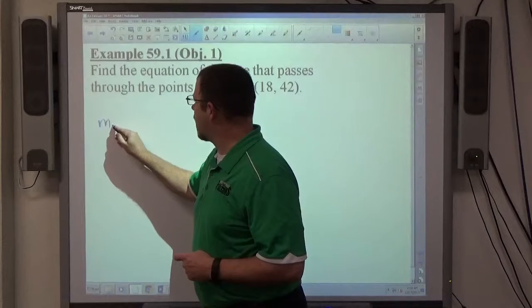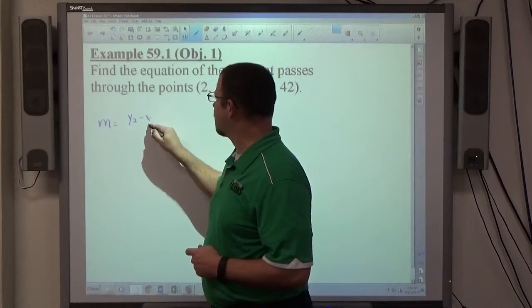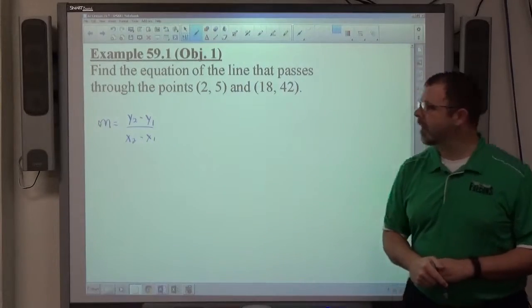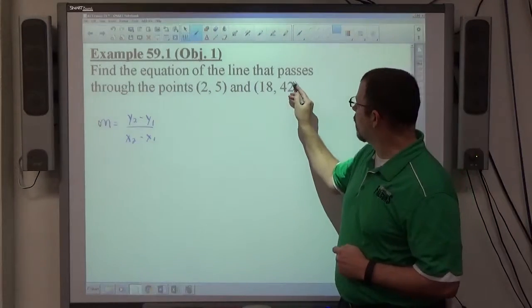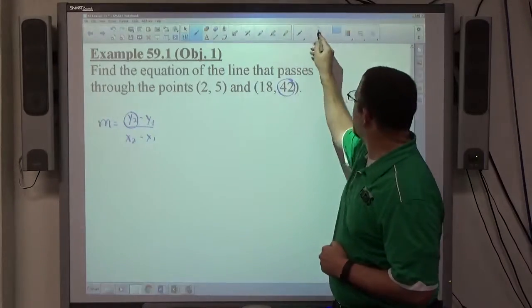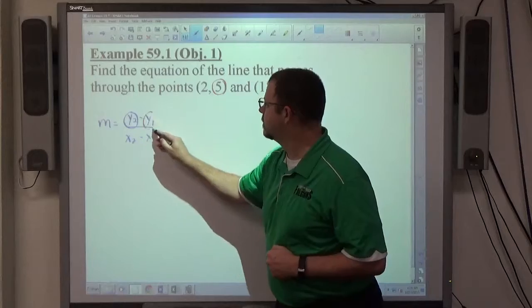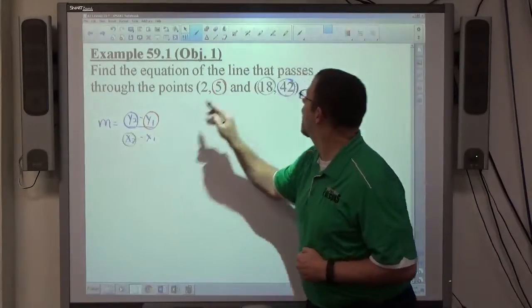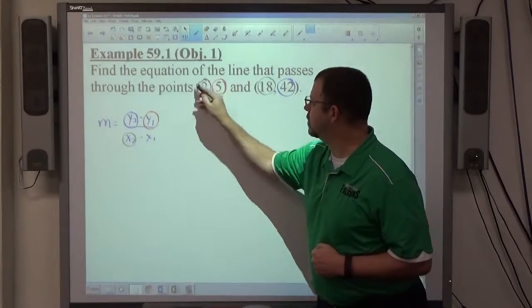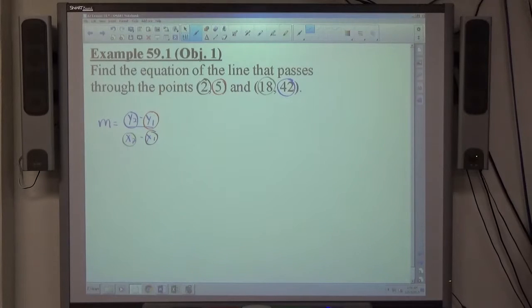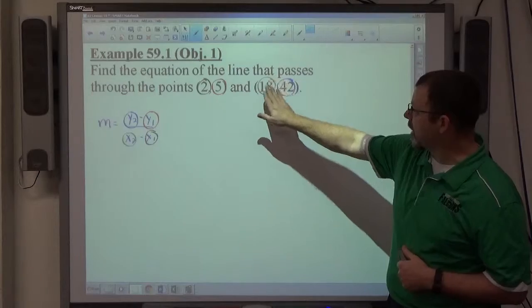The slope formula tells me that slope is equal to the second y minus the first y over the second x minus the first x. Changing y over changing x. In this case, the second y is 42. The first y is 5. The second x is 18. And the first x is 2. Just be careful about order of subtraction, that you order it the same way top and bottom. So if I'm starting with this point on top, I'm going to start with that point on the bottom.